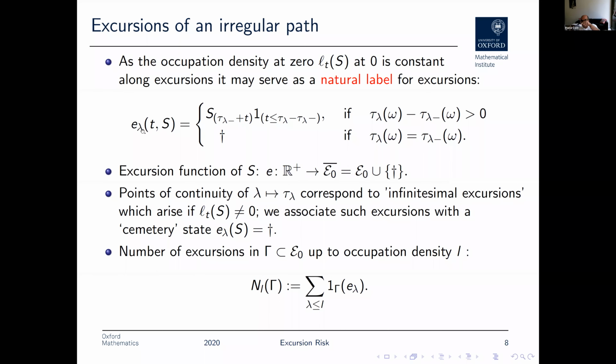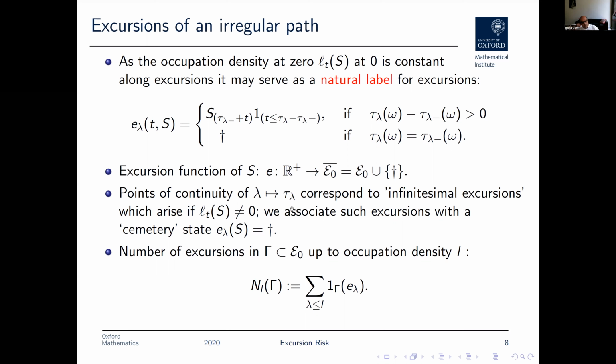But as the occupation density is increasing when you go forward in time, you can use this as a kind of artificial time index. And for example, you can ask, what is the number of excursions of a certain type? Let's say gamma is some set. For example, gamma is the excursions which reach level 1 or delta, whatever. Then you can say how many excursions have reached level 1 up to now. You count them.